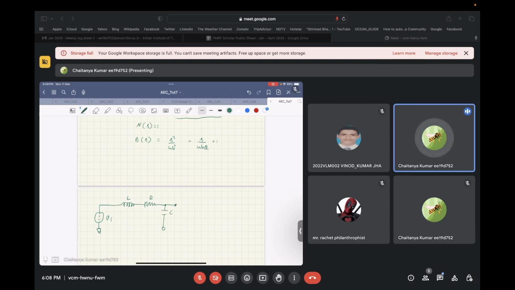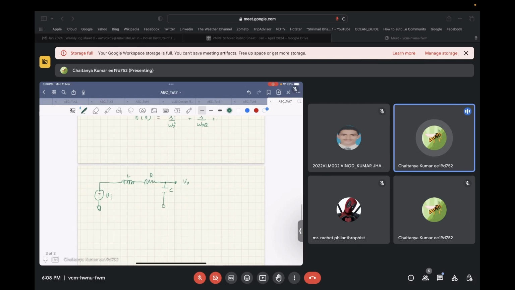So the output of this circuit is taken at the output of the capacitor. So in this case, the impedance of your inductor will be S times L, the resistor will be R, and the capacitor will be 1 upon SC. So if we do simple impedance division, Vout by Vin can be written as 1 upon SC, that is the impedance of the capacitor, divided by SL plus R plus 1 upon SC. This is clear to everyone, right?